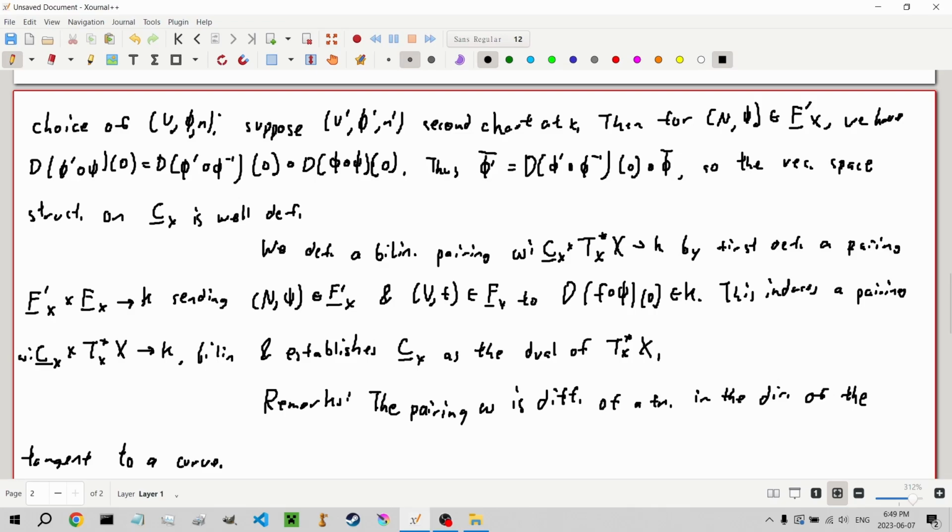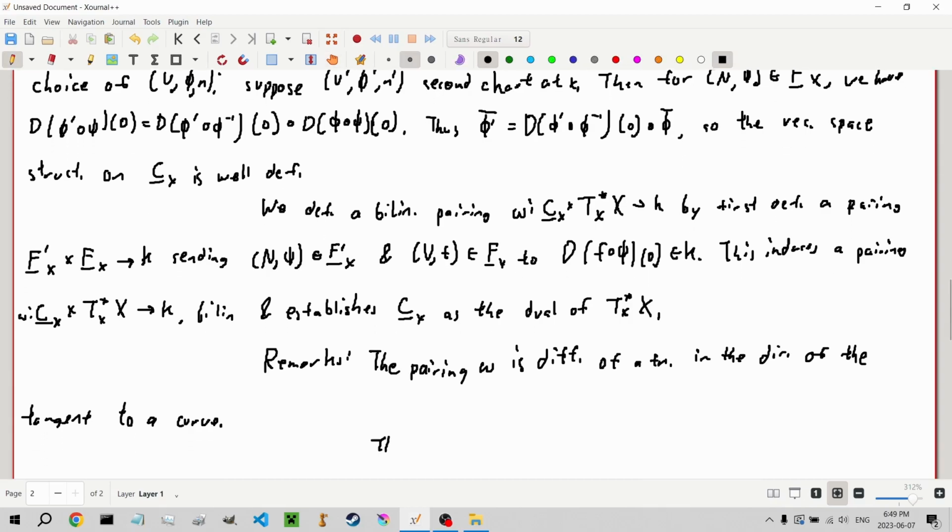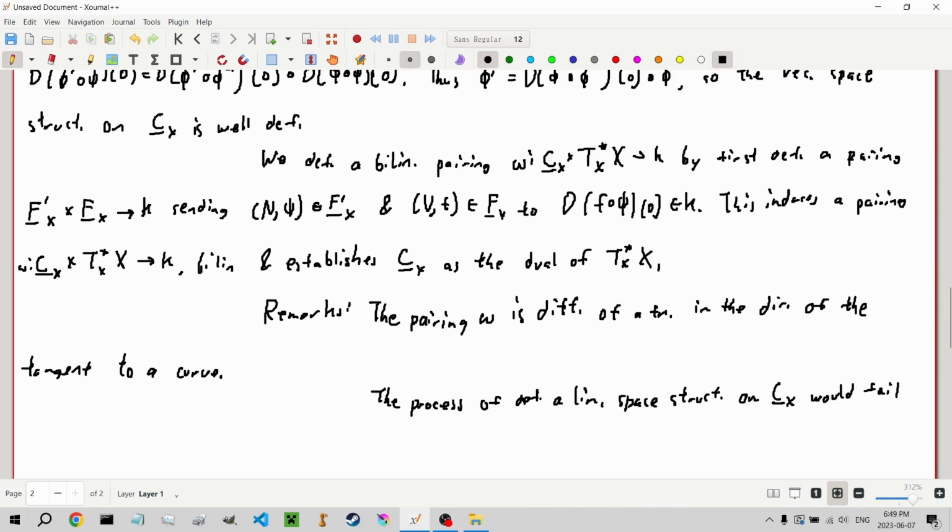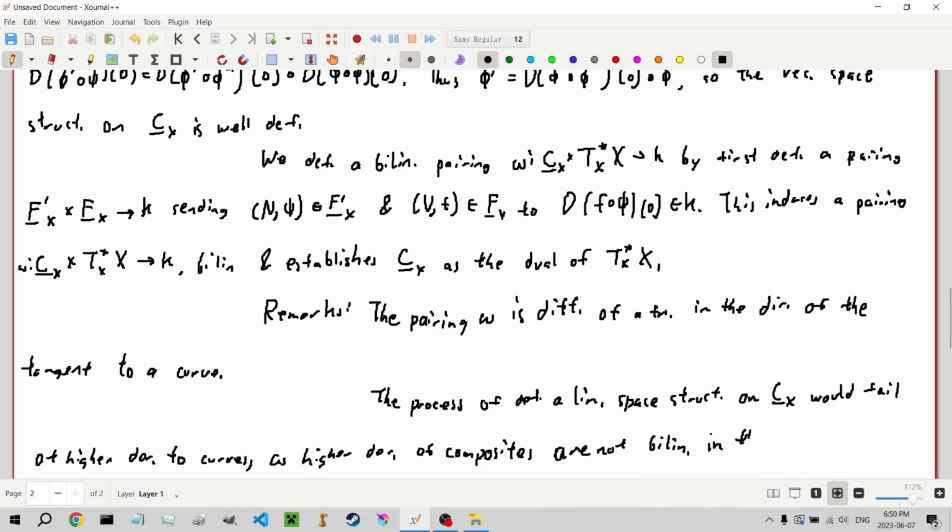Now, we also note that the process of defining a linear space structure on C underline of x would fail if we wish to construct a space of higher derivatives to curves, as higher derivatives of a composite of two functions are not bilinear in the derivative of each of the functions.